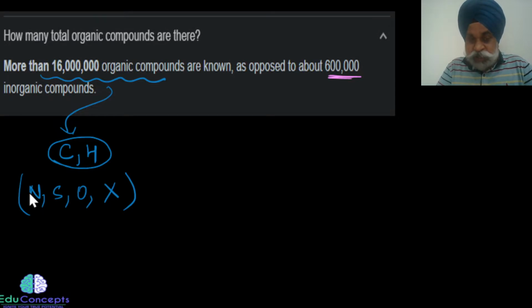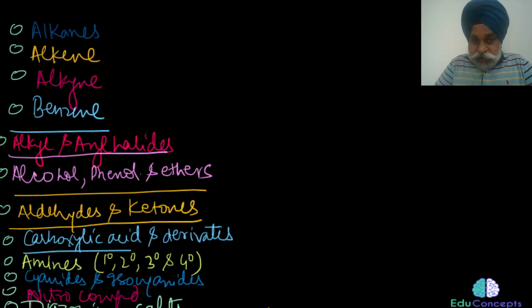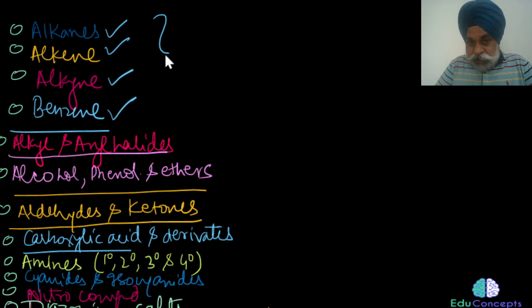Now, what we will be doing in this particular series is that I just want to introduce the basic syllabus. Ultimately, what we want to study in organic chemistry is this particular syllabus. We are going to deal with alkanes, alkenes, alkynes, benzene. This is the syllabus of 11th class or +1.